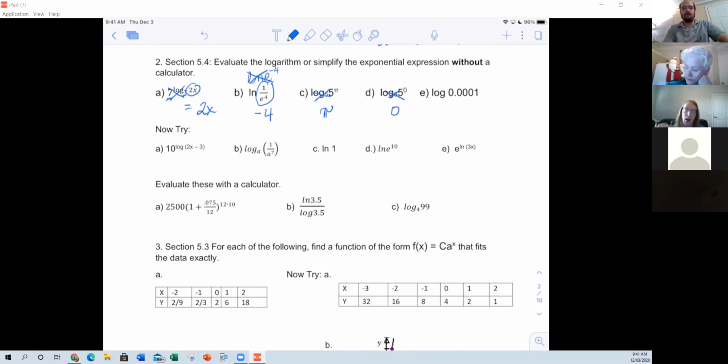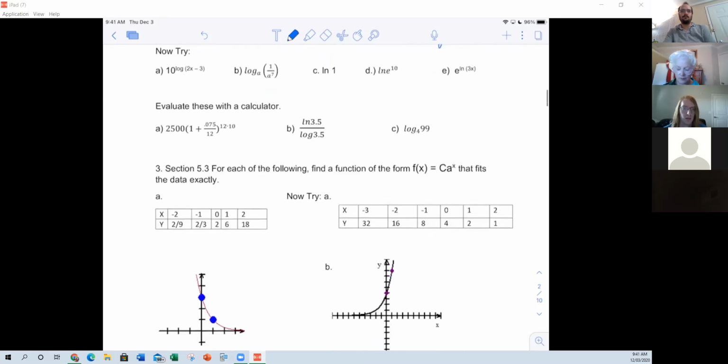And then if you've got a log of a power of 10, this is less than 1. So there's 1, 2, 3, 4. You count the decimals, the numbers past the decimal. And in this case, it would just be negative 4, because this is the same thing as log of 1 over 10,000.